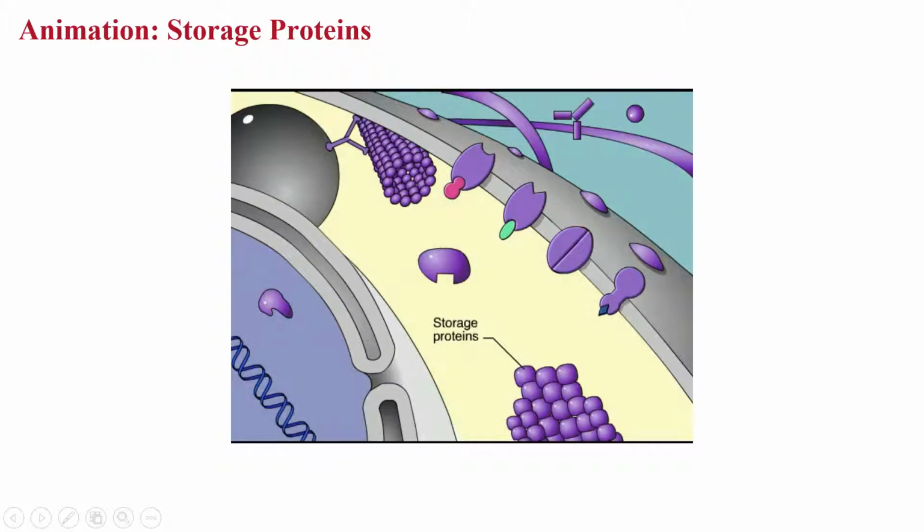Storage proteins stockpile building components that cells can use to make other proteins. Storage proteins in seeds provide raw materials used by the developing plant, unless an animal eats them first. Ovalbumin, the main substance in egg white, serves as a storage protein for developing chick embryos.